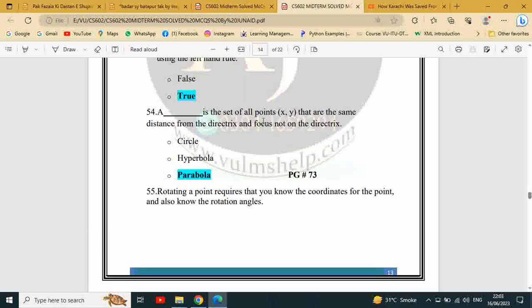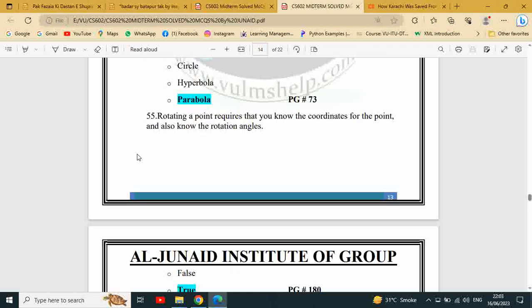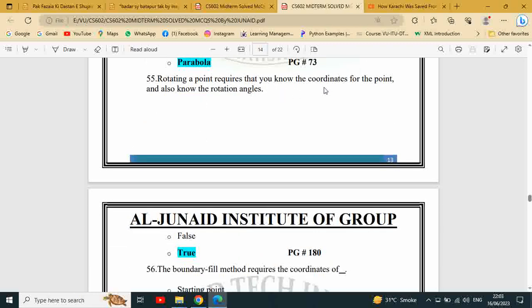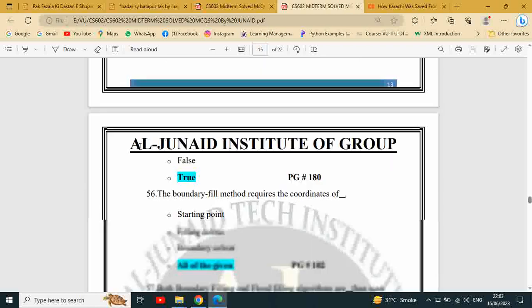True. A parabola is a set of all points xy that are the same distance from the directrix and the focus. Rotating a point requires that you know the coordinates of the point and also know the rotation angles.